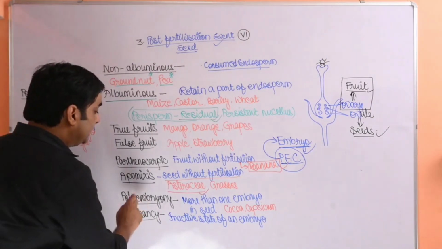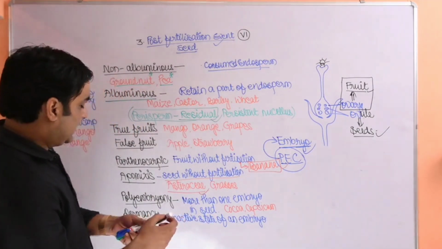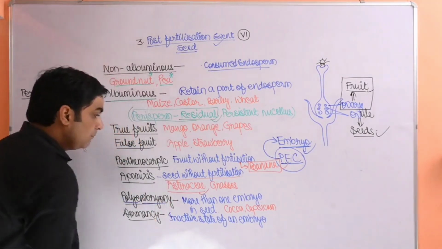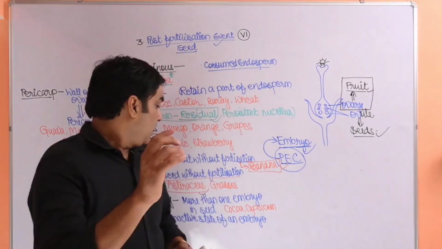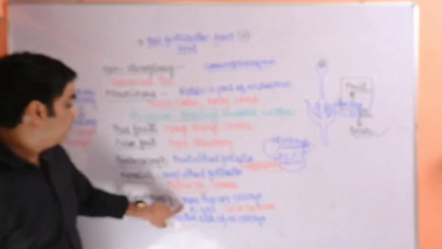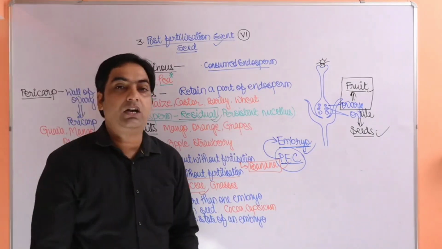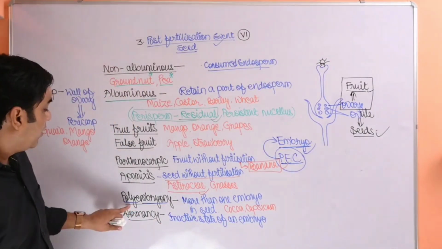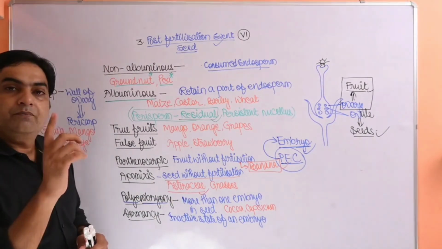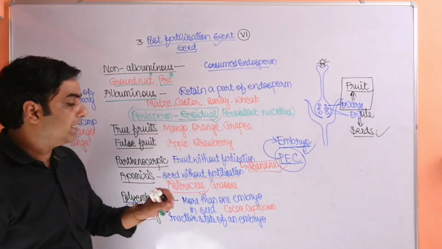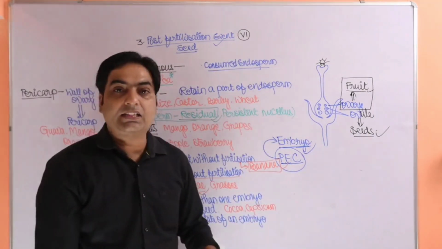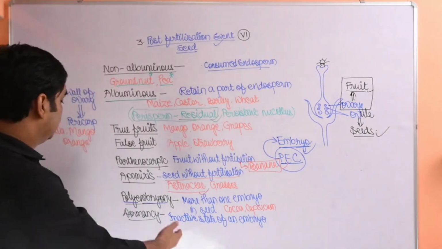The next topic is polyembryony. The word itself explains its name. Poly means multiple, many. Embryony means embryo, so a seed which has more than one embryo, many embryos present in a single seed, is called polyembryony. An example is capsicum. Citrus is also an example of this. Capsicum, citrus, cocoa, these are the three examples of polyembryony.